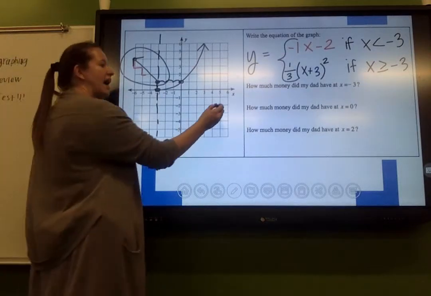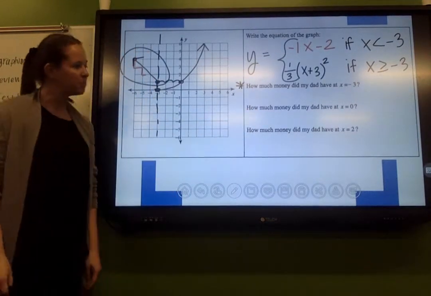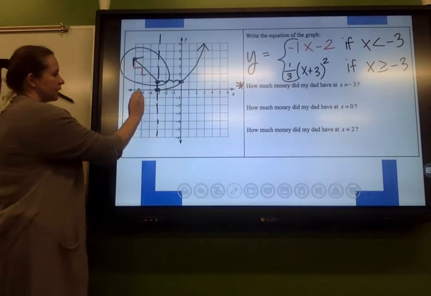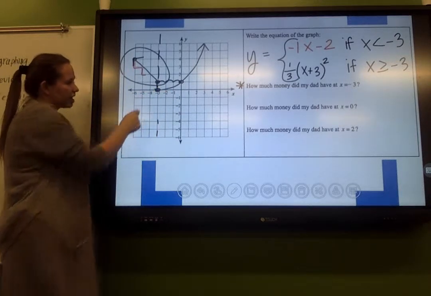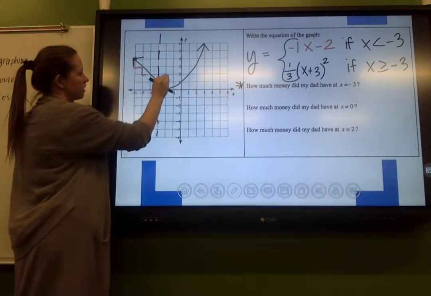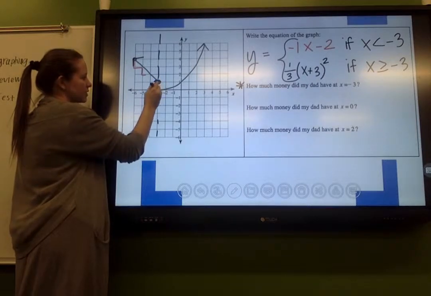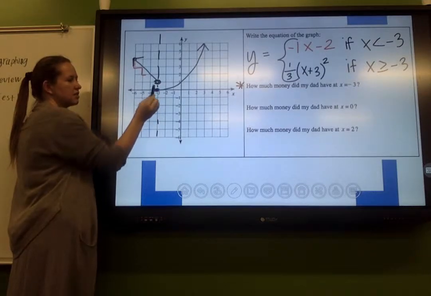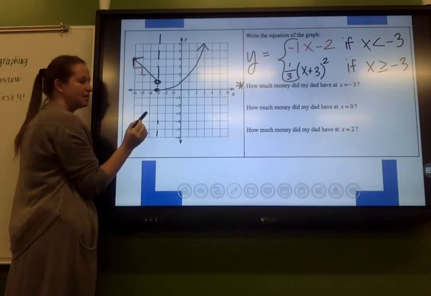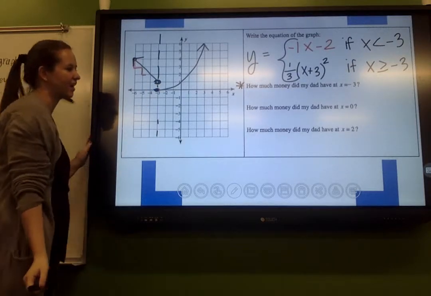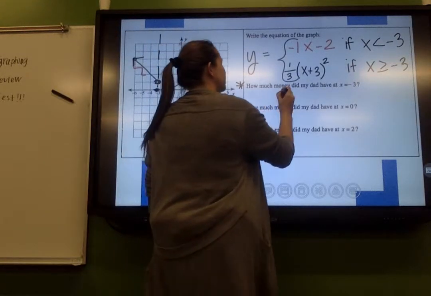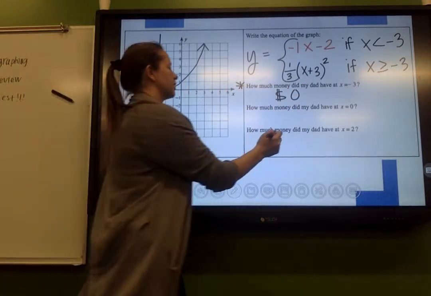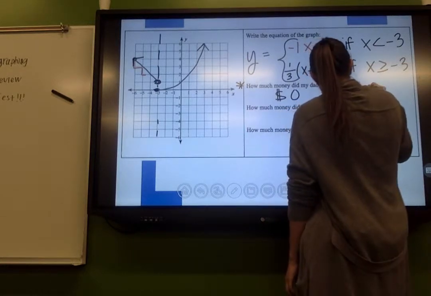The last 3 questions are evaluating questions. So how much money did my dad have at x equals -3? So come over here to -3 right here, and sorry, I've drawn all over this. This one was an open circle, and this one was a closed circle. So at -3, did he have $0 or did he have $1,000? Why do you say 0? Because it's filled in, right? Yeah, exactly. All right, so how much money did my dad have at -3? 0. We're going to use wherever the closed circle is for that one. So you can just put in parentheses because that's where the closed circle is.